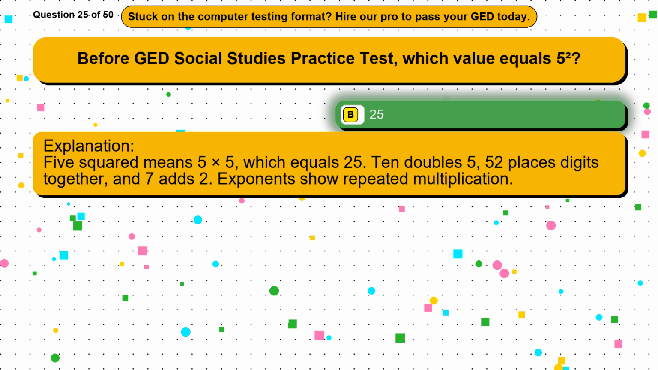10 doubles 5, 52 places digits together, and 7 adds 2. Exponents show repeated multiplication.